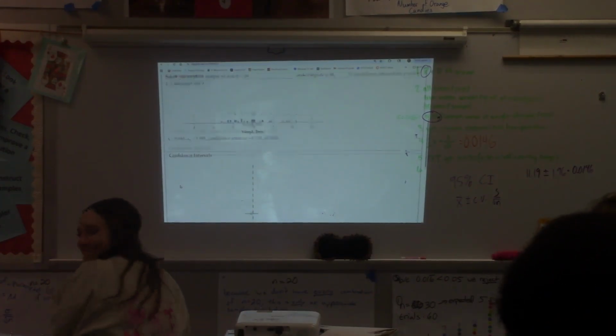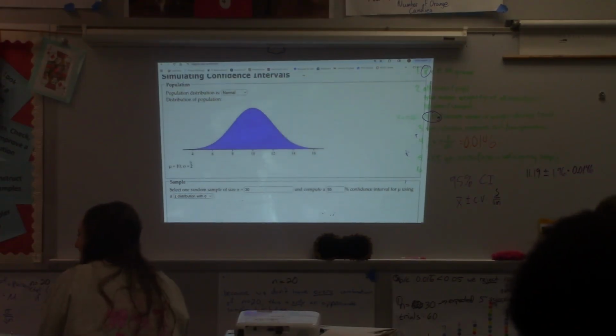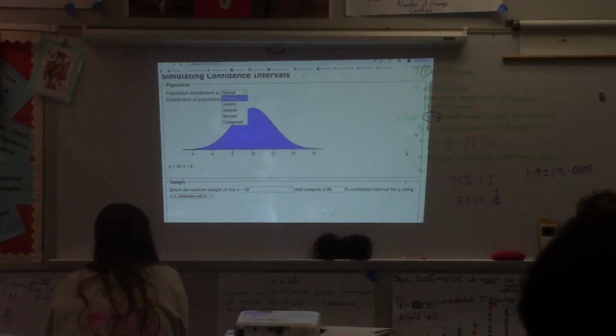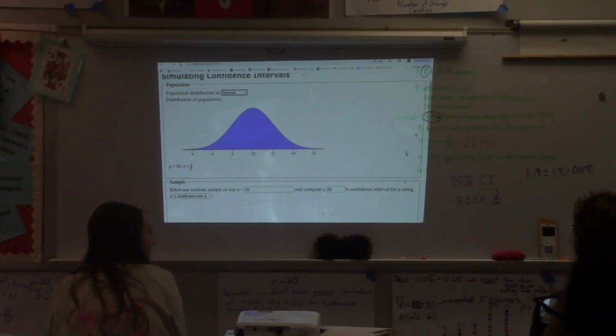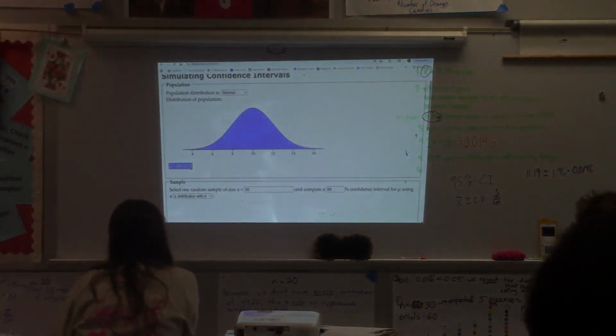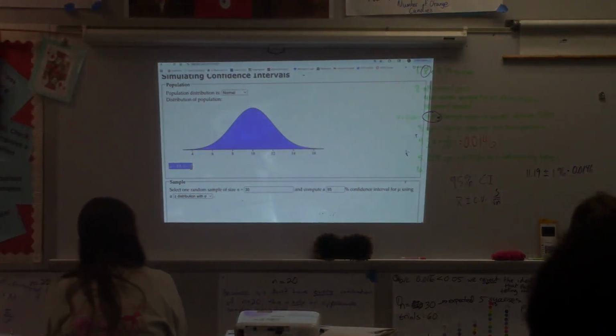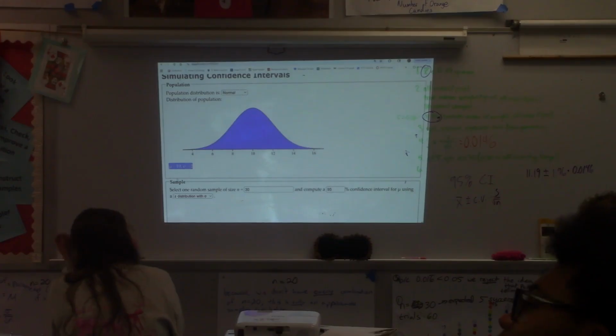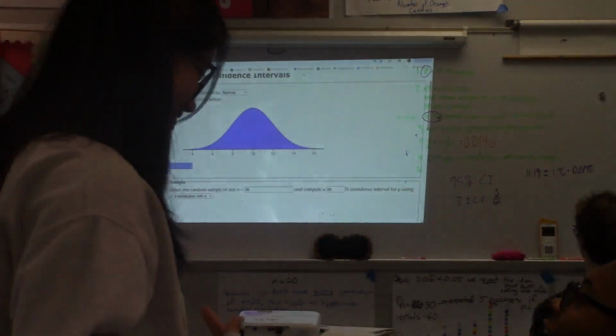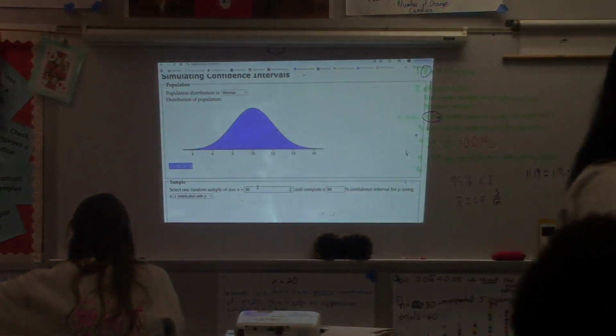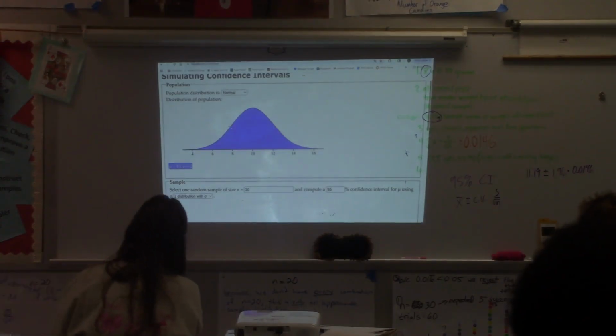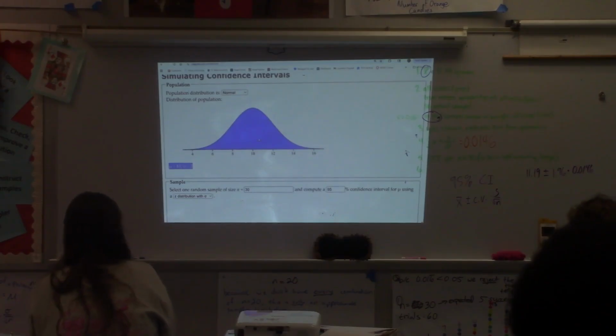Okay. So, what we're going to do, okay, right here. Mu equals 10, sigma equals 2. We're going to use what they already have here to understand a confidence interval a little bit better. So, we are trying to estimate, create a confidence interval from this data here.